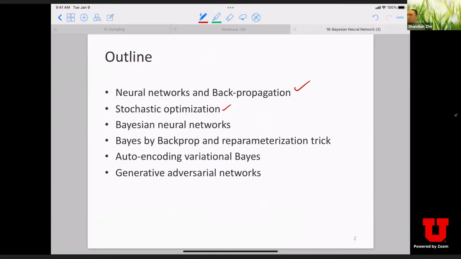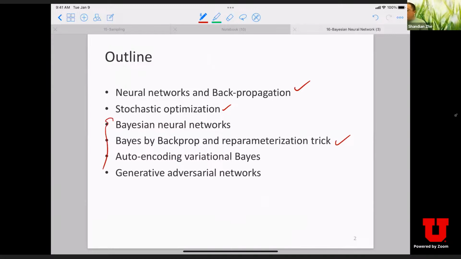Then we're going to introduce the framework of Bayesian neural networks, and we'll talk about some classical Bayesian inference for neural networks, which is called Bayes by backpropagation. And we'll introduce the so-called reparameterization trick. This is actually a very, very popular trick for Bayesian inference. You'll see that it is simple, yet very, very powerful.